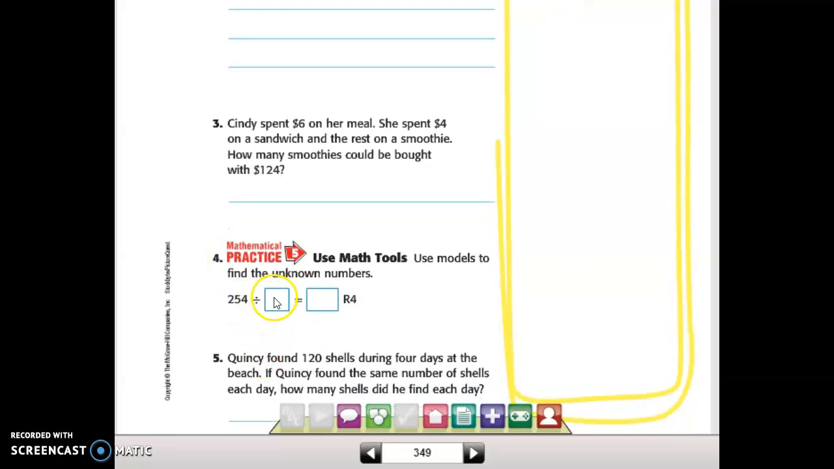This one, make sure that when you're solving this, you leave your remainder of 4. So you might want to think about 250 divided by something. And then I'll give you your whole number here, and then the remainder will be just left on the end.